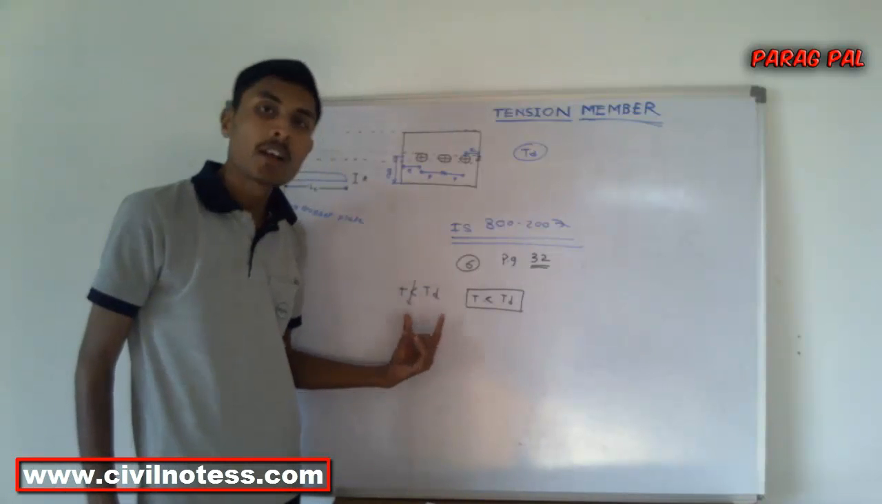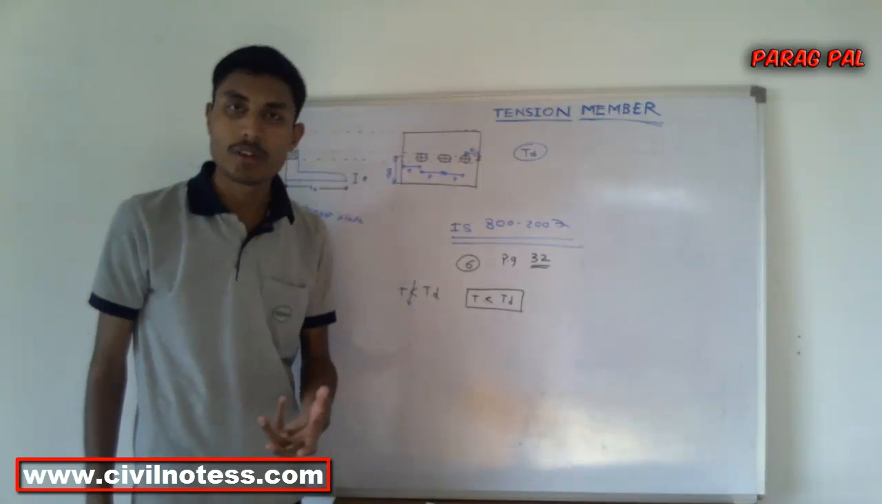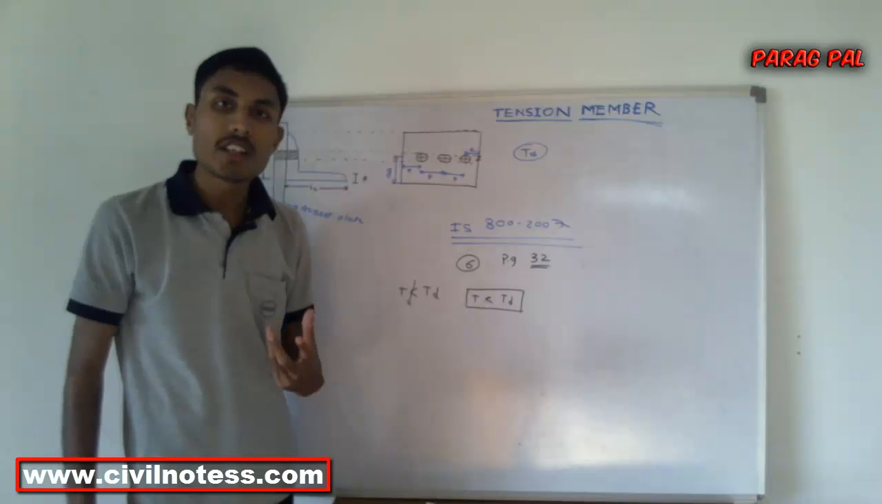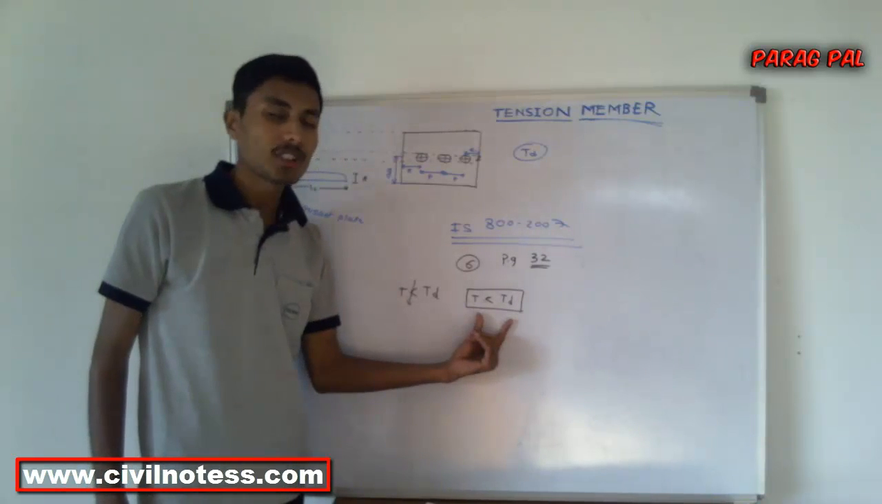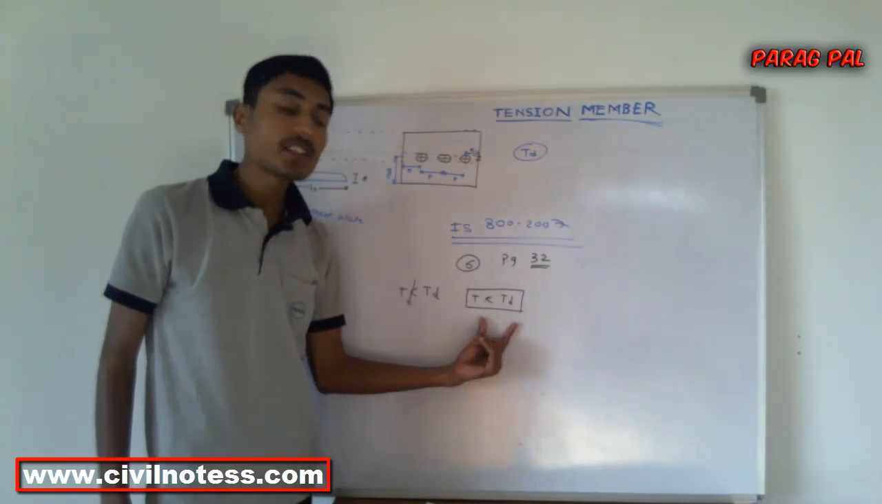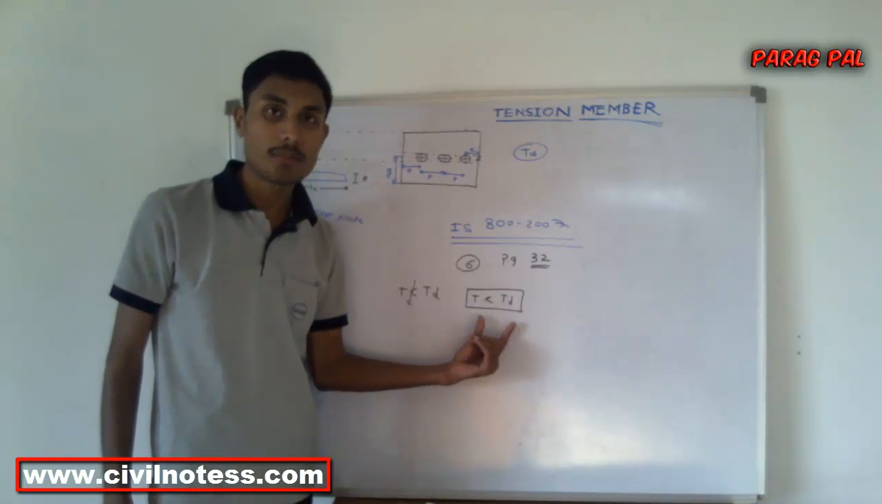So in that case we have to change our section, the channel section or whatever section you design. You have to change its size and its area, and then only can you satisfy this relationship. Whenever this relation is satisfied, then and only then you can go for the further design portion.